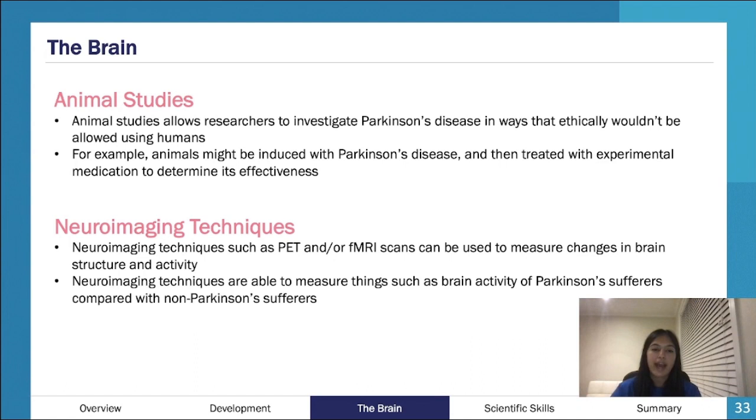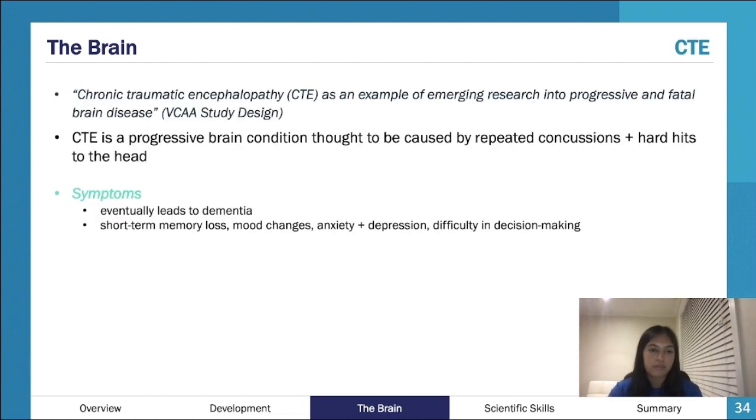So if you're looking at Parkinson's, you can look at what's going on in this person who doesn't have Parkinson's versus what's going on in this person who does have Parkinson's, and noting, okay, this part of the brain has shrunk. These neurons are hyperactive. These neurons are hypoactive, stuff like that, and determining what's kind of going on there.